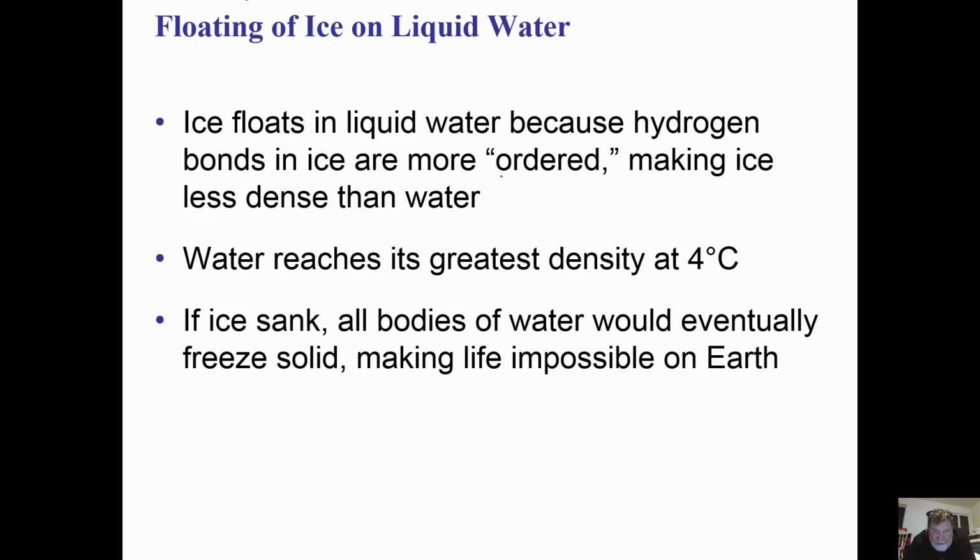So ice floats in liquid water because the hydrogen bonds in ice are more ordered, making ice less dense than water. Water reaches its greatest density at 4 degrees Celsius. There are a number of temperatures, like body temperature of the human being, that you really need to know. And again, 4 degrees Celsius is an important one to know because water reaches its greatest density, and at 4 degrees, that water will sink. Again, ice does not sink. If it sank, basically all our bodies of water would freeze solid and they would never become unfrozen.